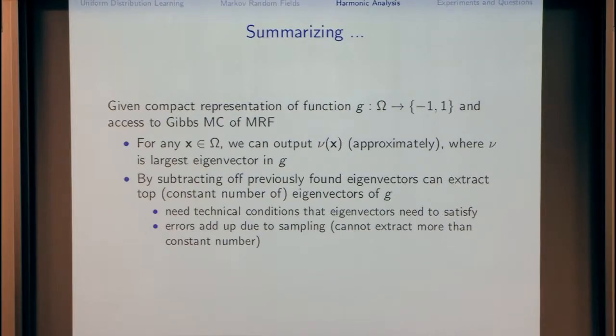So the obvious problem here is as long as we're doing sampling using a Markov chain, the error in our estimation is going to be at least inverse polynomial. So it seems hard using this kind of a technique to get any more than a constant number of eigenvectors from any fixed function g. Subtracting out, errors will add up too quickly to get anything more than a constant number of eigenvectors.